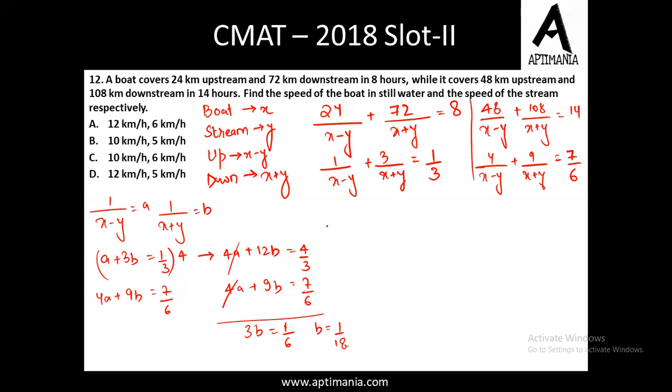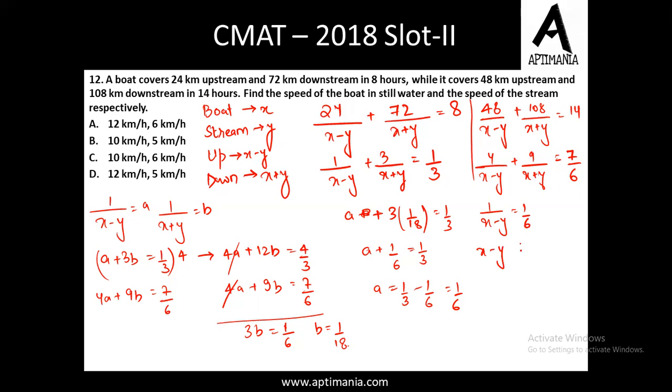On putting the value of b, I'll get a plus 3 into 1 by 18 equals 1 by 3. So a plus 1 by 6 equals 1 by 3. A equals 1 by 3 minus 1 by 6, that's equal to 1 by 6. And as we know, a equals 1 upon x minus y. So 1 upon x minus y equals 1 by 6. I'll get x minus y equal to 6.